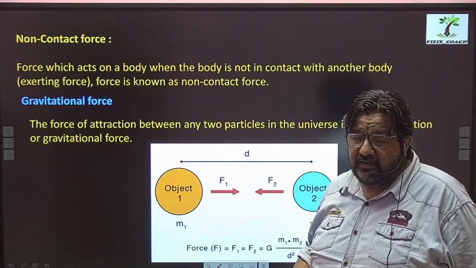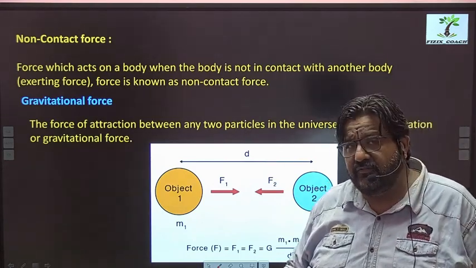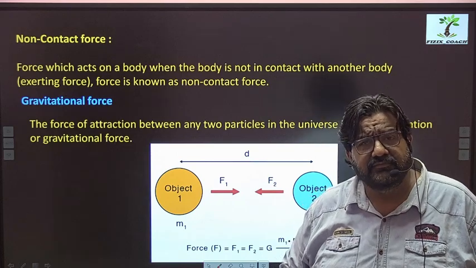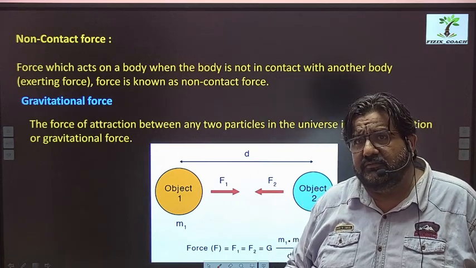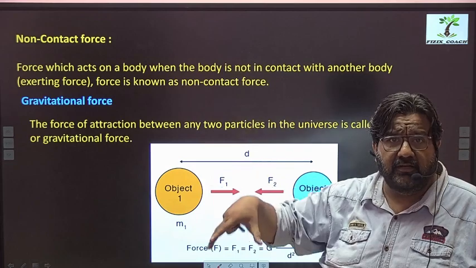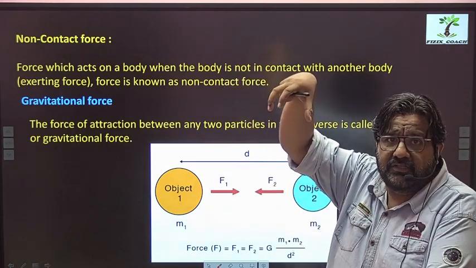In case of understanding gravitational force, the best example is of Newton, the apple falling down. See, the apple is never touching the earth.